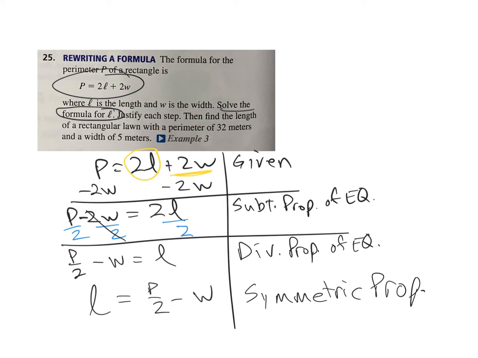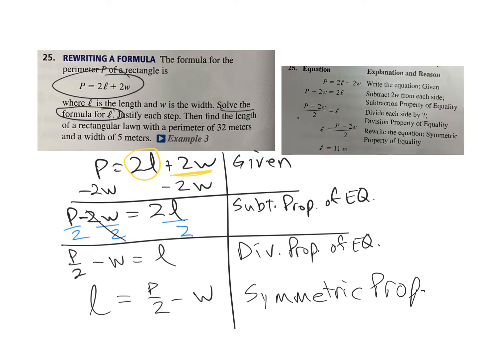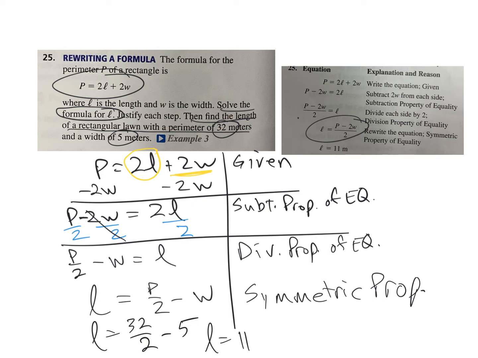All right, let's stop and take a look. So we get the correct answer right here, and then what they want you to do is find the length of a rectangular lawn with a perimeter of 32 meters. So now, because you have the length separated, you can plug in 32 for P and 5 for W. So the length is equal to 32 over 2 minus 5. 32 over 2 is 16. 16 minus 5 is 11. So the length is 11 meters.